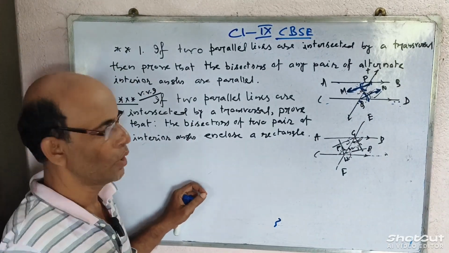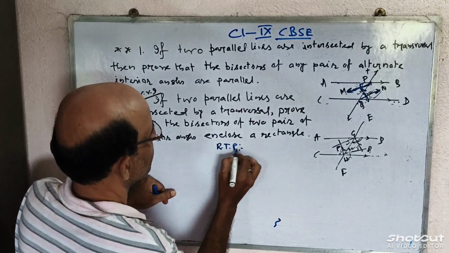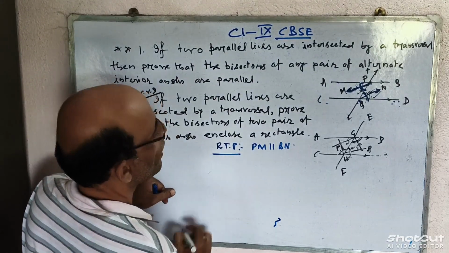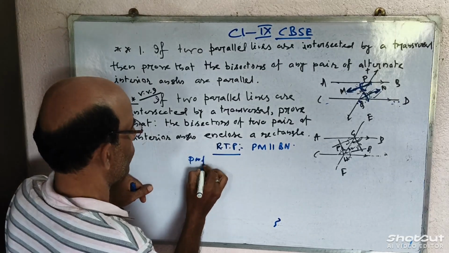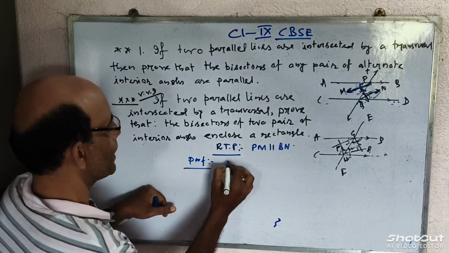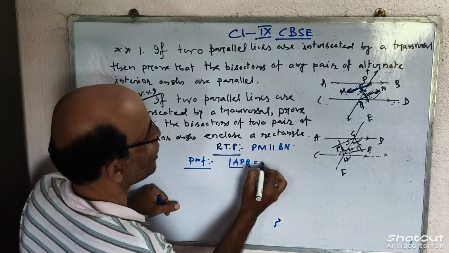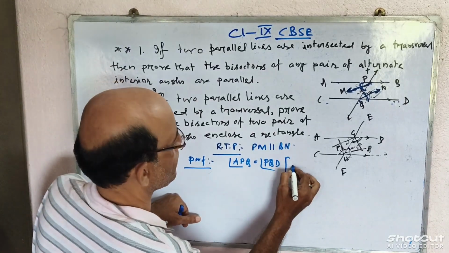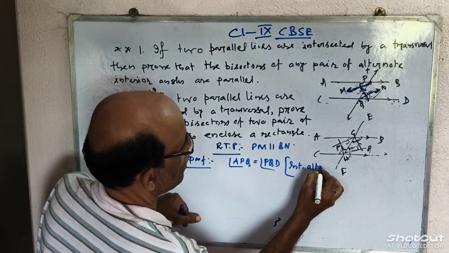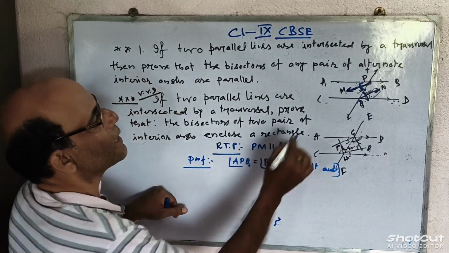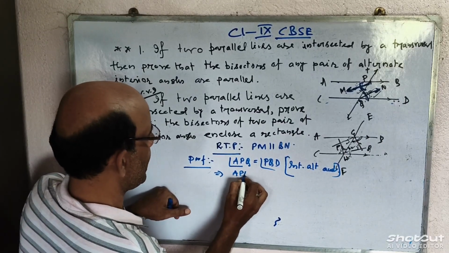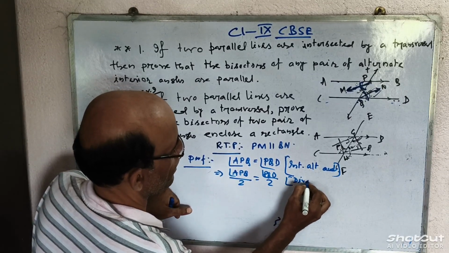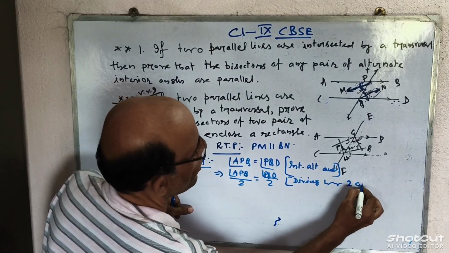Step by step. Required to prove: PM parallel to QN. Now proof. Angle APQ is equal to angle PQD, reason: interior alternate angles. These are bisectors, that means APQ by 2 is equal to PQD by 2, dividing by 2 on both sides.